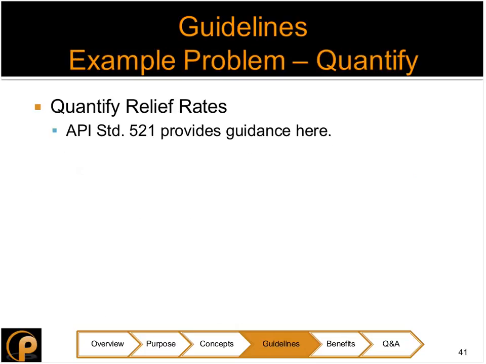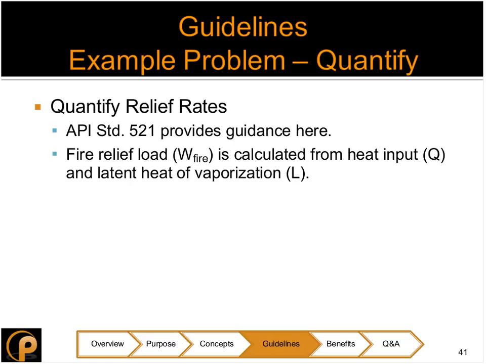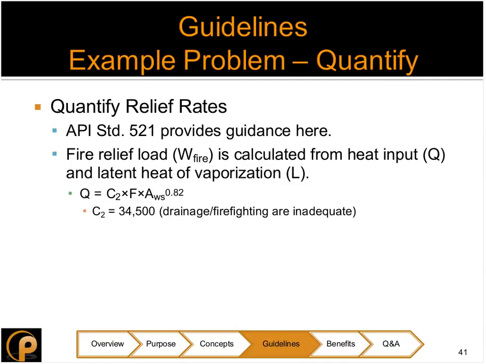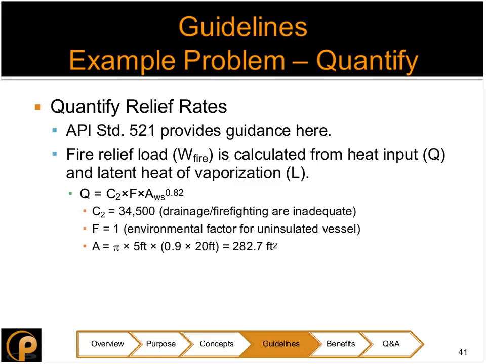So how do we quantify those relief rates once we've qualified the overpressure scenarios? API Standard 521 provides some guidance. Let's start with the fire relief load. We calculate the fire relief load, W, from the heat input from fire, Q, and the latent heat of vaporization, L. You can find all of this fun stuff in API 521.